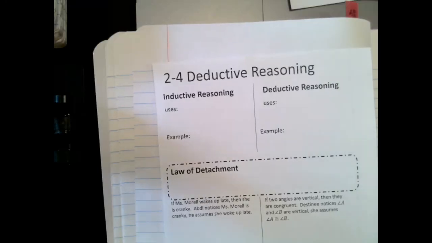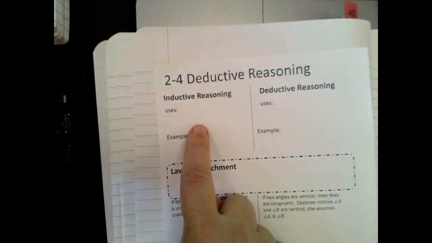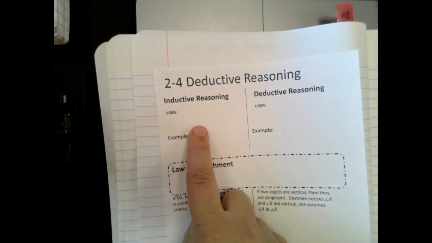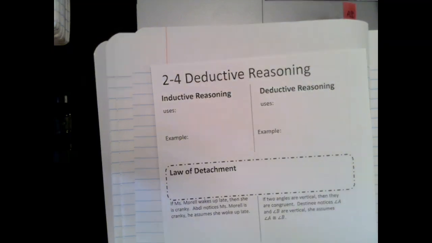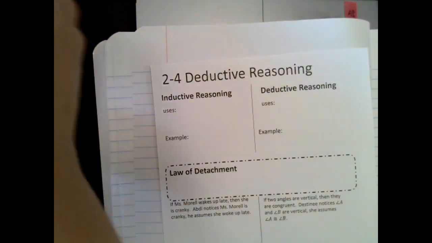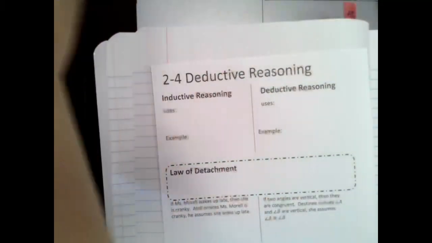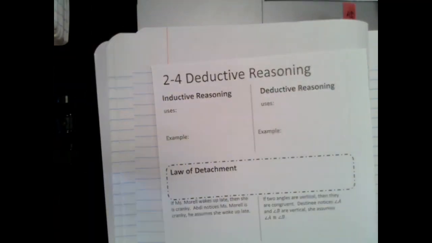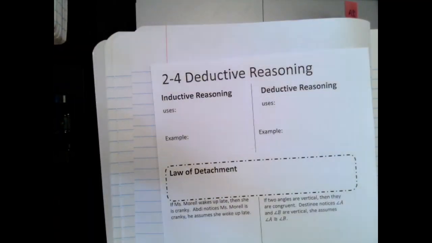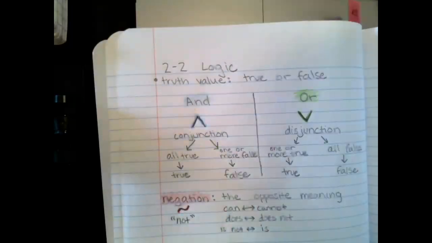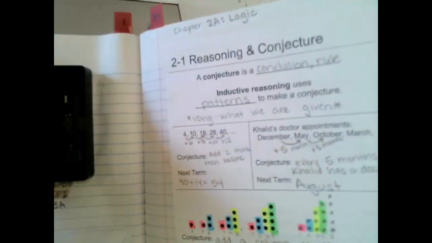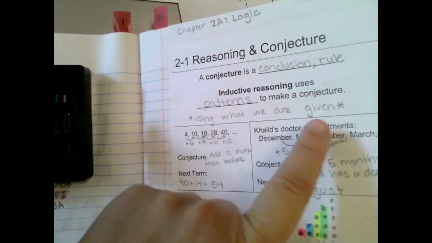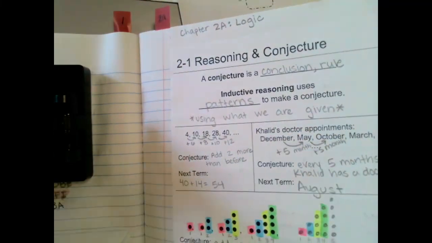Flip back to 2-1 real quick. What was inductive reasoning? It was like our very first word that we defined in 2-1. Our second word. Good. Inductive reasoning uses patterns to make conjectures.